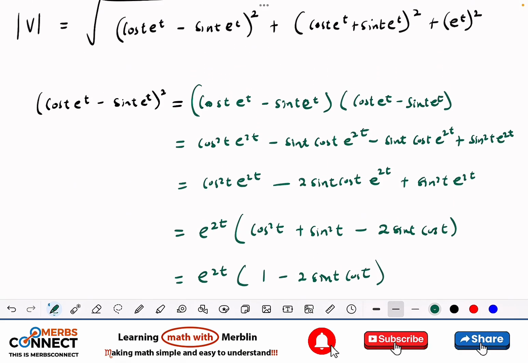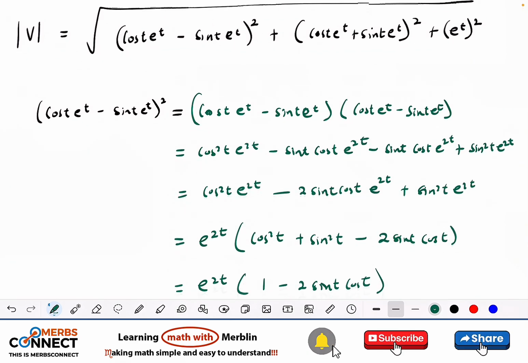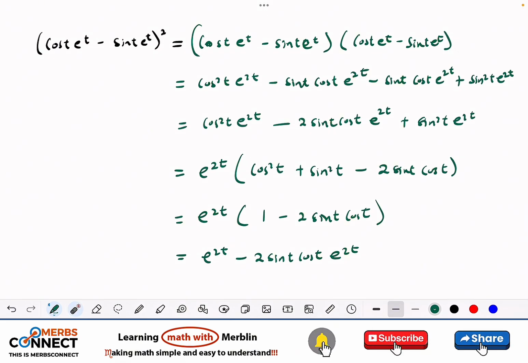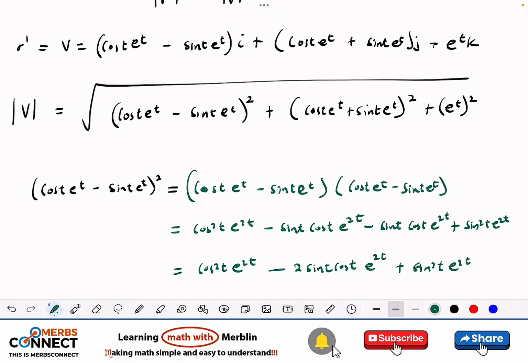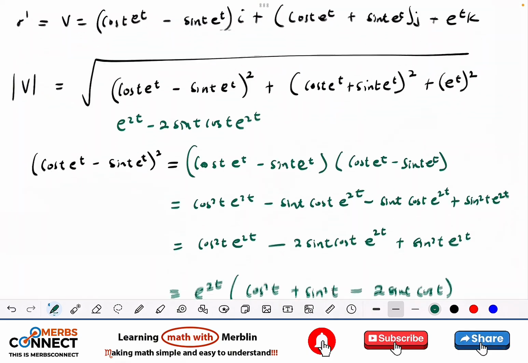So this is the first term in the bracket here. It means that this is equal to this. So the first term here is the same as e to the power 2t minus 2 sin t cos t e to the power 2t. So that's the first term that we've gotten there.